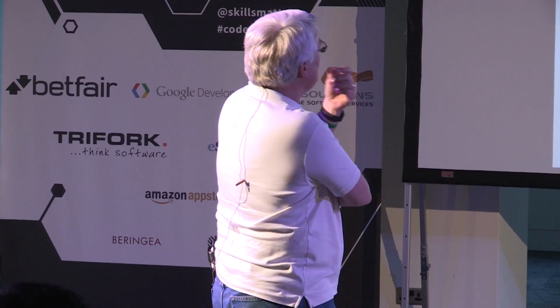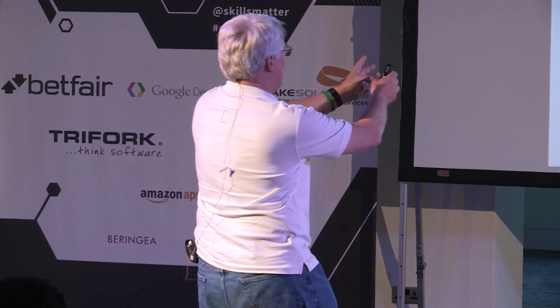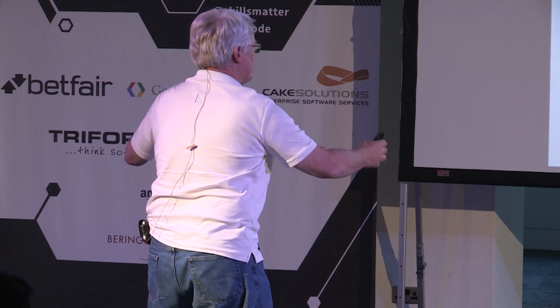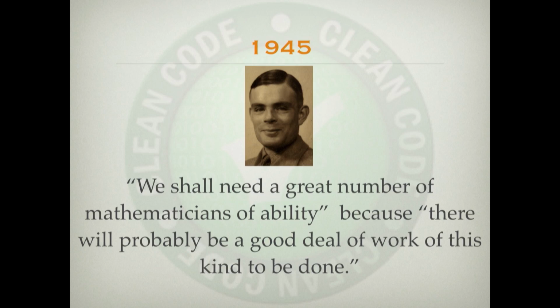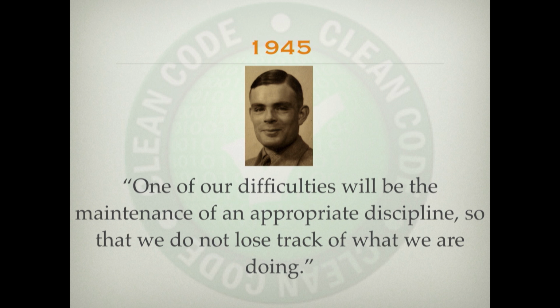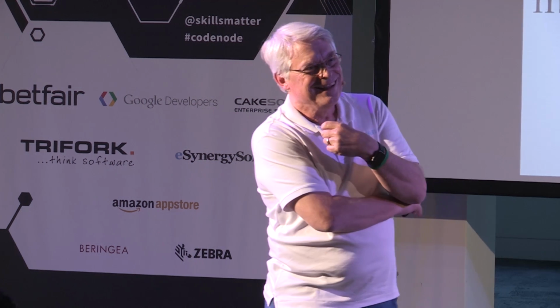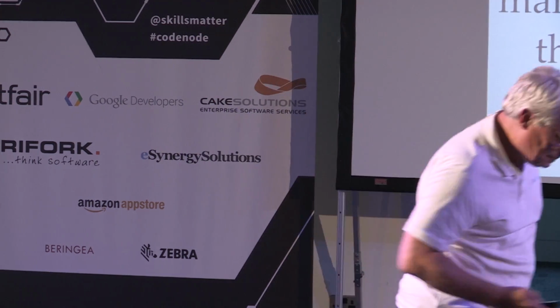How did he know that? And then he says, we'll need a great number of mathematicians of ability. We kind of let him down on that one, I think. And then he says this in the same report. One of our difficulties will be in the maintenance of appropriate discipline, so that we do not lose track of what we are doing. Again, we failed at that one.